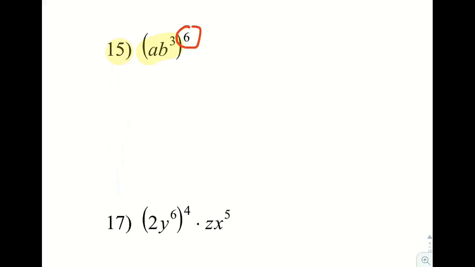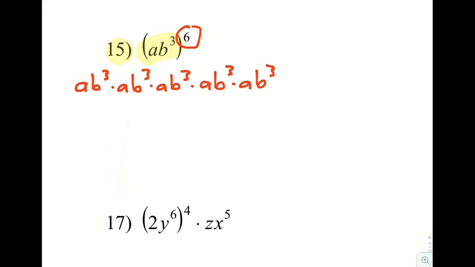So we're going to write out the inside part that I highlighted, ab to the third, times itself 6 times. So we have a b to the third times a b to the third, that's 2 of them, times a b to the third, that's 3, a b to the third, that's 4, a b to the third, that's 5, a b to the third, that's 6. So I have all 6 of them. And like we were saying before, writing those a's as a to the 1 might be a good way to keep track of everything.